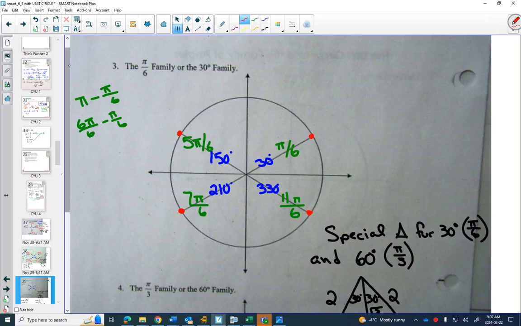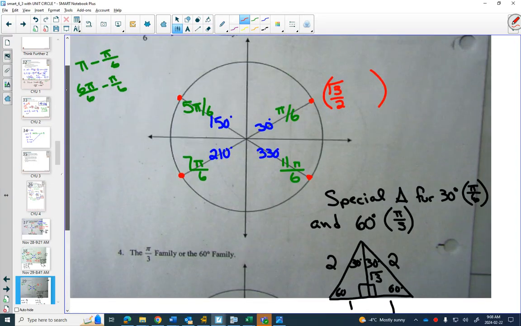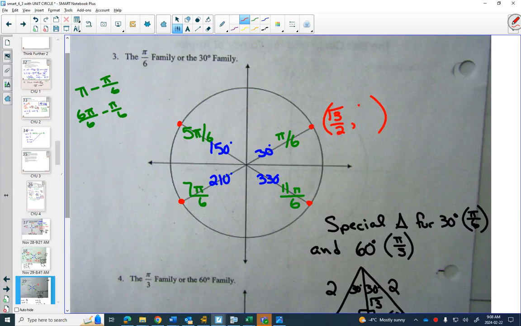Coordinates. What will I put as my x coordinate? Will it be 1/2 or root 3 over 2? Root 3 over 2, because your x coordinate is cos. So you look at your special triangle here, you go to cos of 30 degrees, you get root 3 over 2. Your y coordinate is sine. Sine of 30 degrees is 1/2. And you have 30 seconds to fill in the other coordinates.